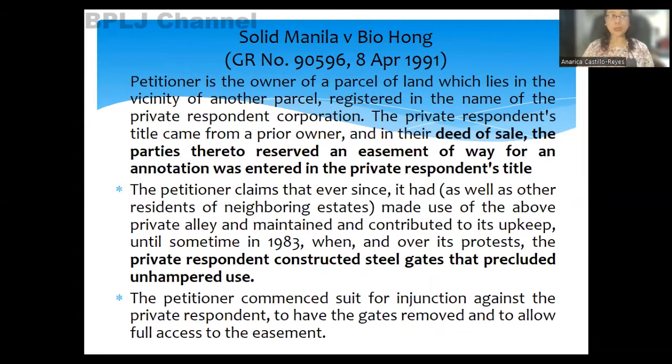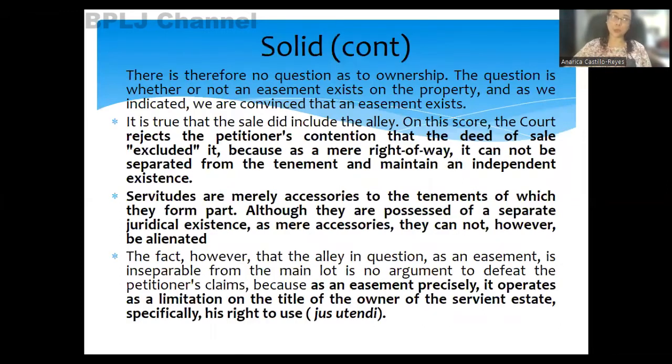In this case, petitioner is the owner of a parcel of land which lies in the vicinity of another parcel. The private respondent's title came from a prior owner, and in their deed of sale, the parties reserved an easement of right of way, for which an annotation was entered in the private respondent's title. The private respondent, however, constructed steel gates that precluded the unhampered use of the easement. So the petitioner had no choice but to file an action for injunction because they were prevented from passing through the said way. It is true that the sale did not include the alley through which the respondents pass.